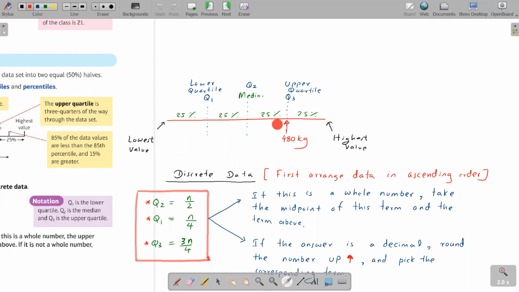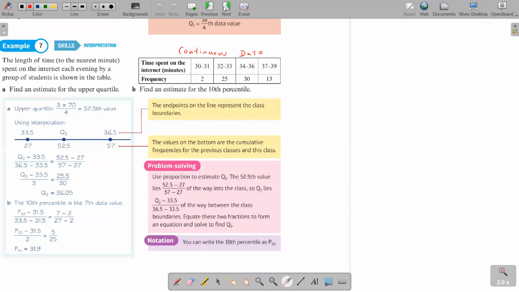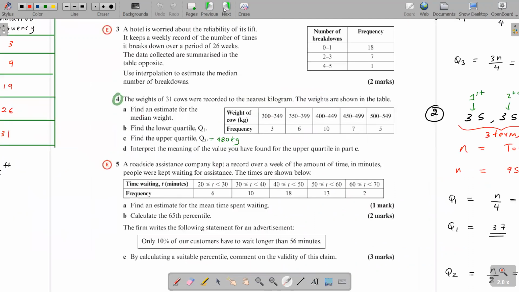75% of the weights distributed in that particular table are lower than this 480 kilogram. So you could say 75% of the weights are lower than 480, or you could say 25% of the weights exceed 480. I will go with the 75%, which is the more widely used term when it comes to the upper quartile. So below the upper quartile, you have 75% of the data.